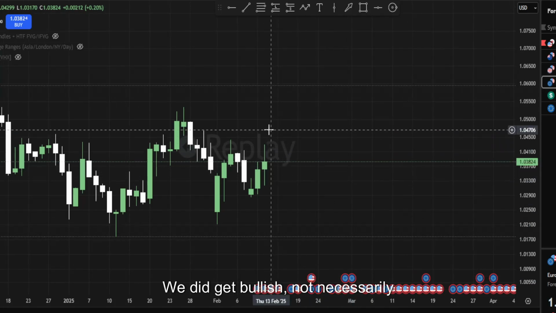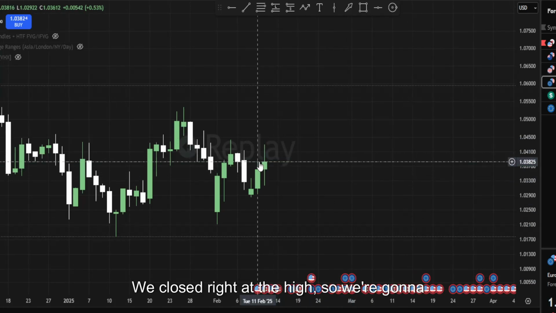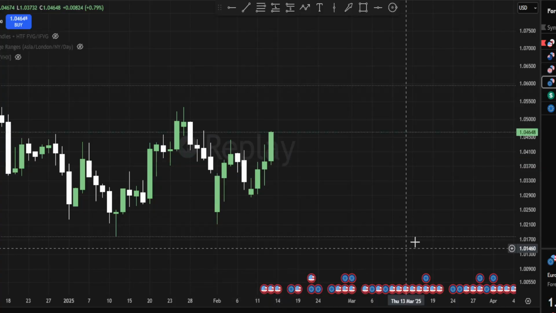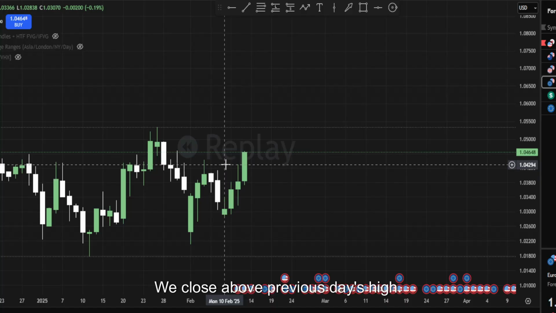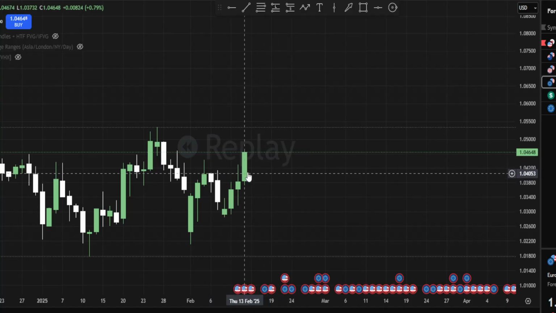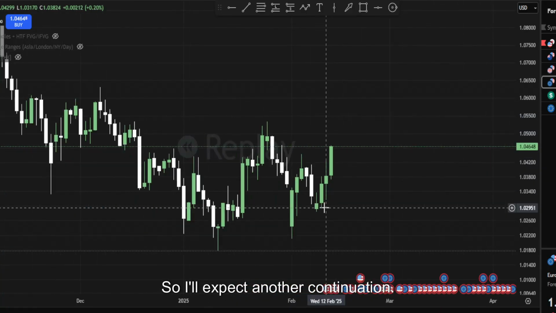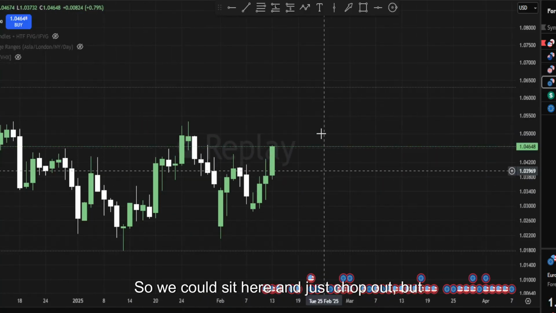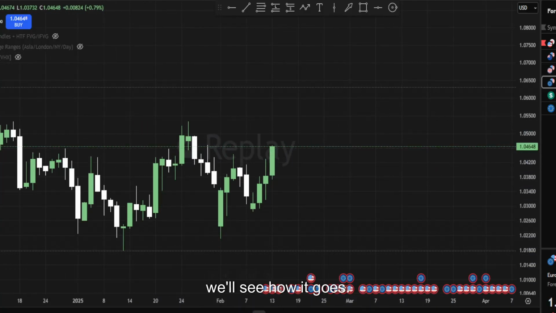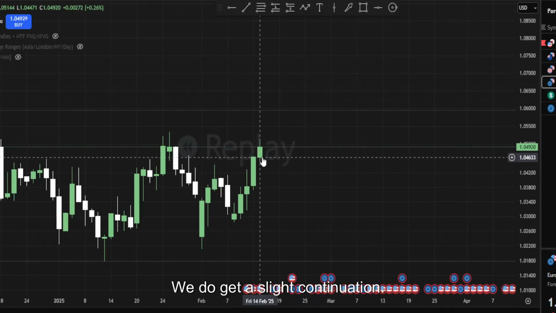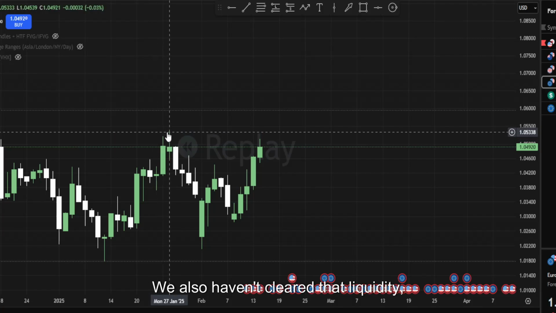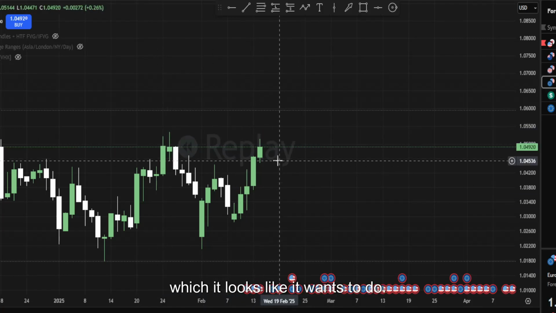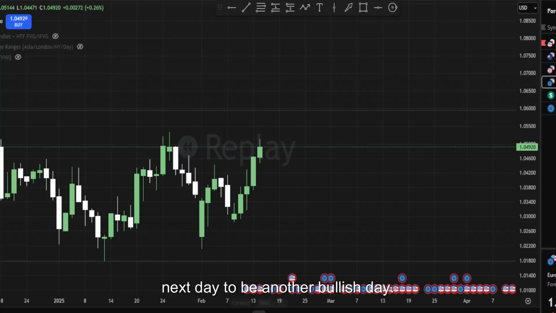We did get bullish, not necessarily continuation. We closed right at the high, so we're going to have to wait. We get a continuation candle here. We close above previous day's high. So I'll expect another continuation. Again, we're still chopping. So we could sit here and just chop out, but we'll see how it goes. We do get a slight continuation. We close above previous day high. We also haven't cleared that liquidity, which it looks like it wants to do. So I would expect next day to be another bullish day.